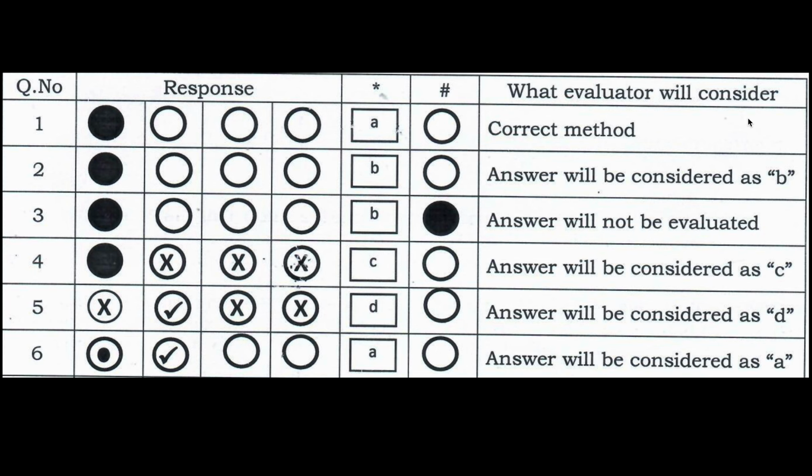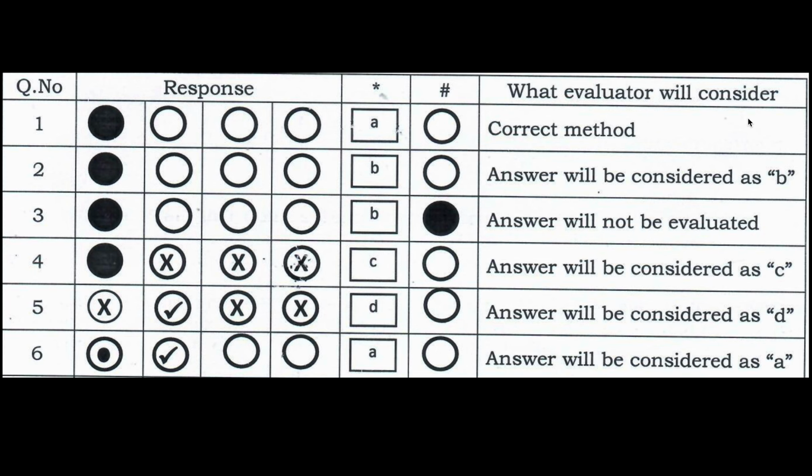As you can see in the 4th, the student has marked the responses in a different style. He has darkened option A, he has put a cross on B, C and D, but later on he has just written C in the star column. Now in this case, for the evaluator, your option C is the correct response. So if it is right, you will be given marks. If it is wrong, you won't be given marks. But C will be considered, even though you have circled A and maybe A is the correct answer, but still for the evaluator, your final response will be considered as C.